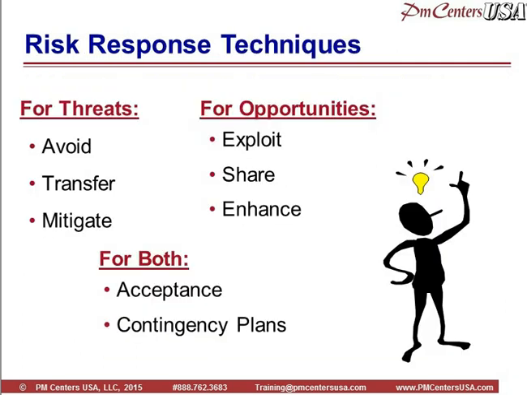The techniques for responding to risk are listed here. And as I said, mitigation is just one technique, and that's for threats. If you want, you can use avoidance. That's getting rid of the causes. If you do that, the risk event goes away. Transference is using a contracting mechanism to transfer the risk to somebody else.